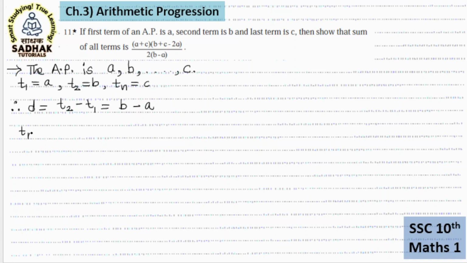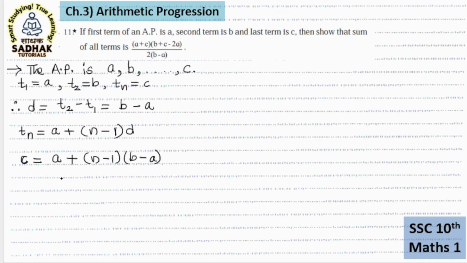So the last term formula is Tn is equal to A plus (n minus 1) multiplied by D, right? This is the formula for the last term. Now we know that the last term is C, so let me write C in place of Tn. C is equal to A, the first term, plus (n minus 1), and D we have found out is B minus A, so I am putting B minus A in place of that.